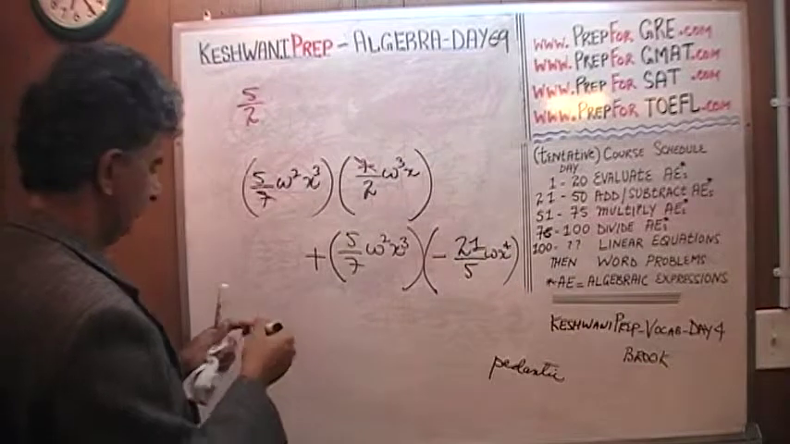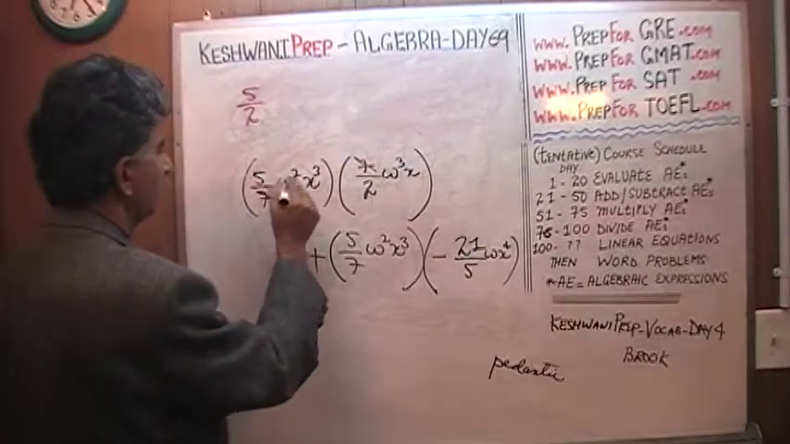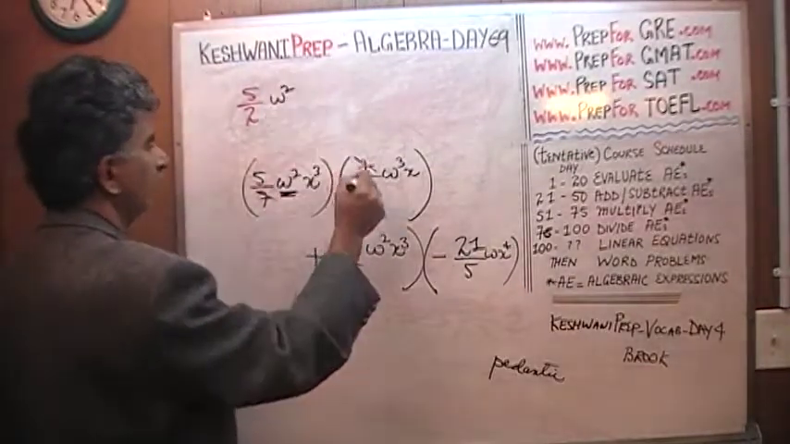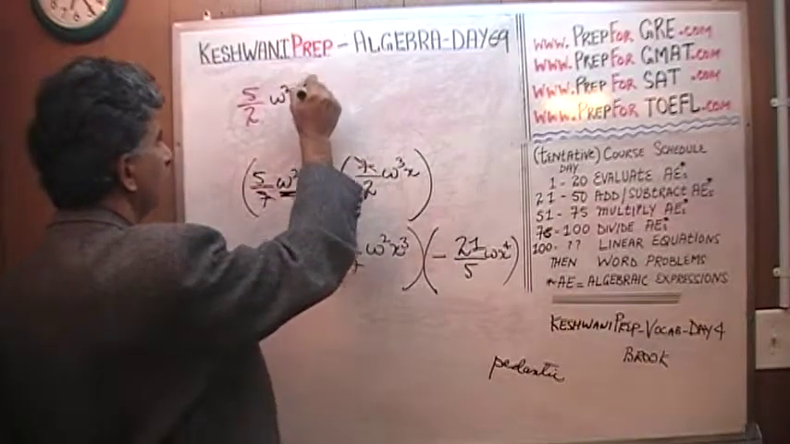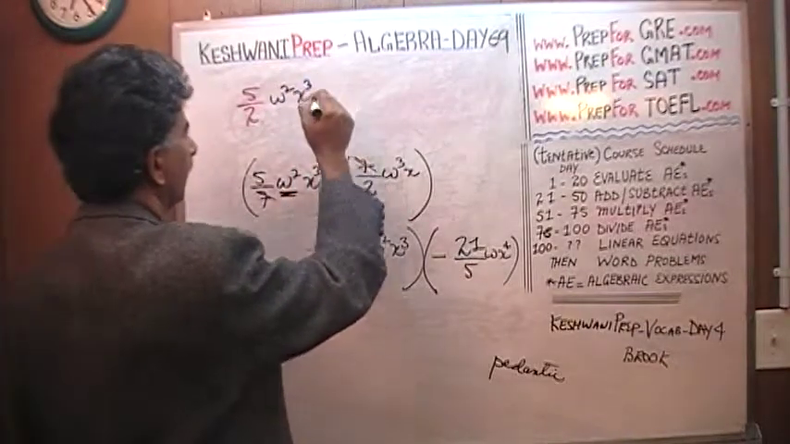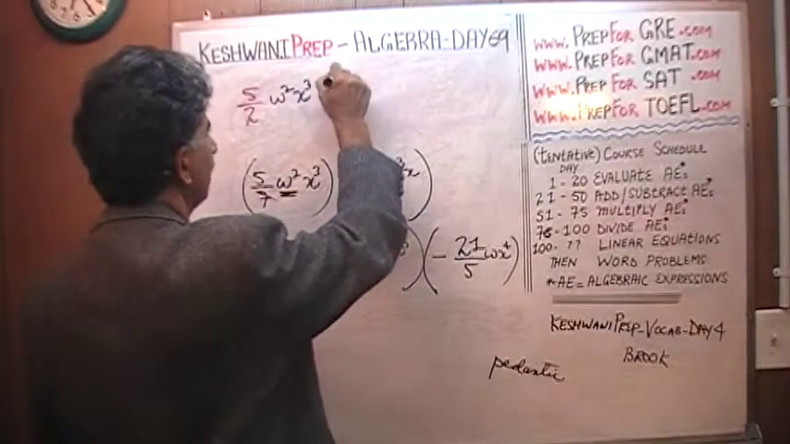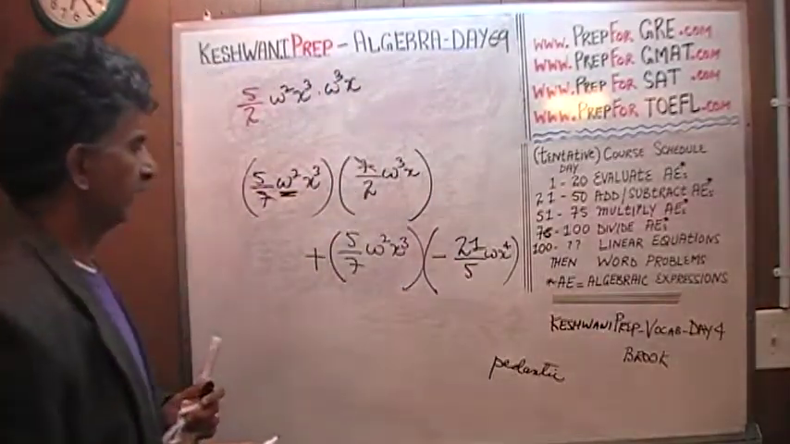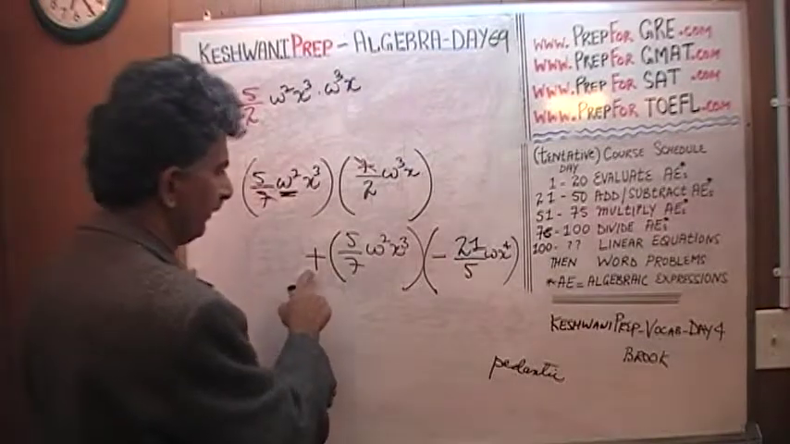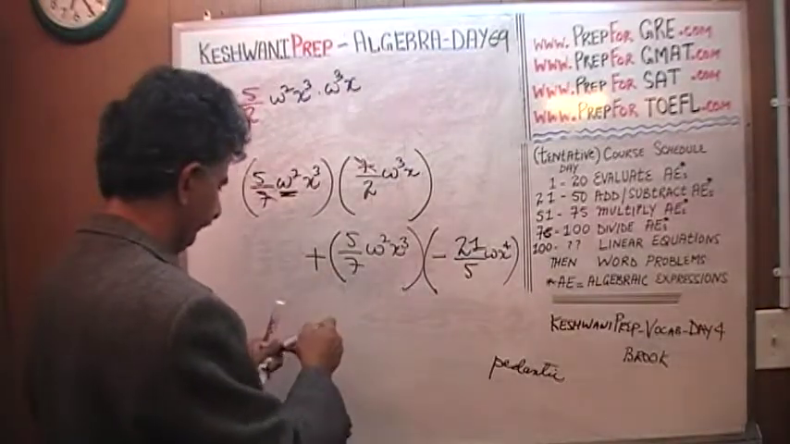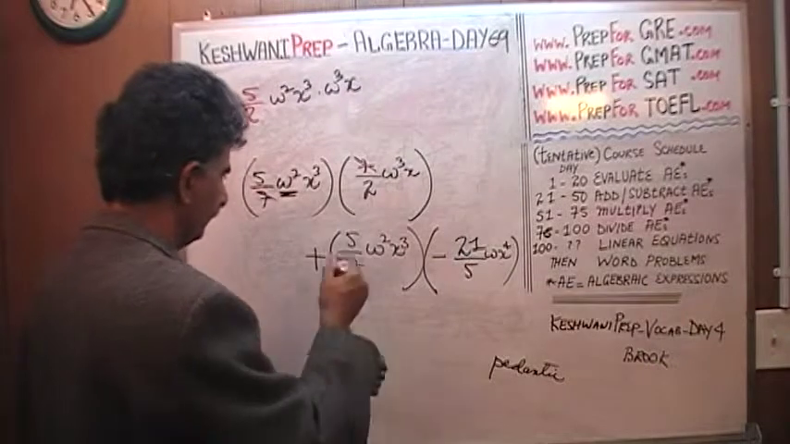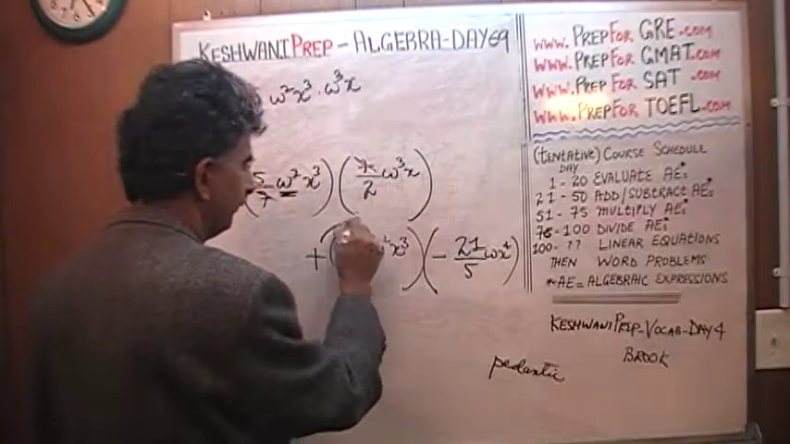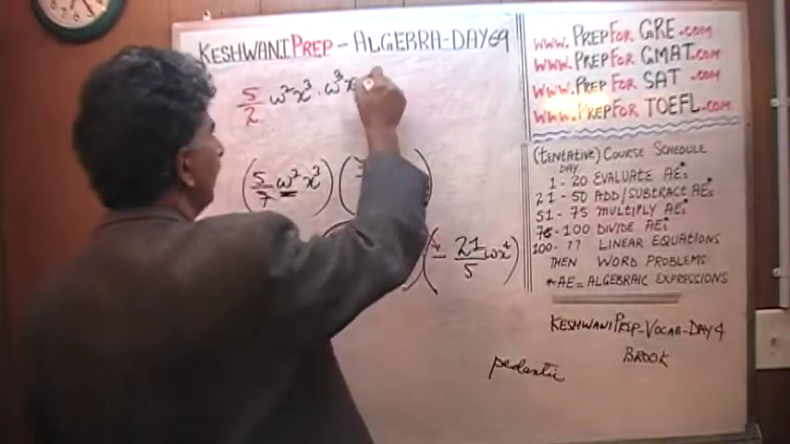And then we have w squared x cubed times w cubed times x. That takes care of the first part. Then we have positive times negative. Positive times negative is going to give us negative.